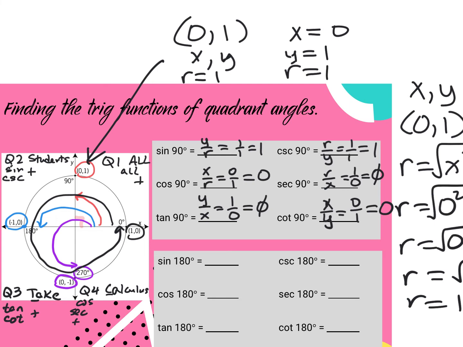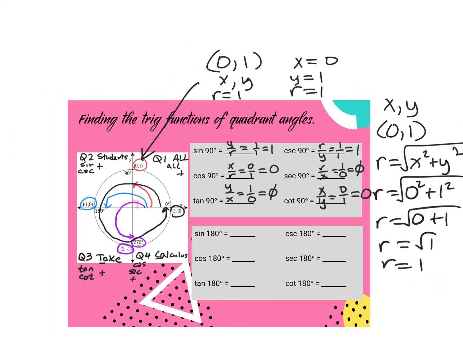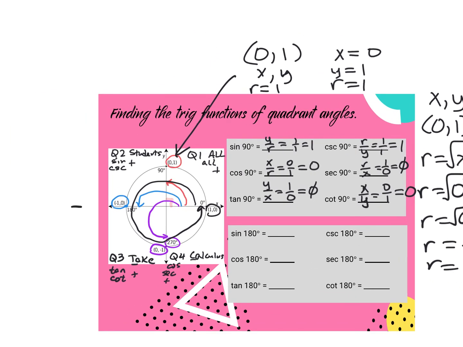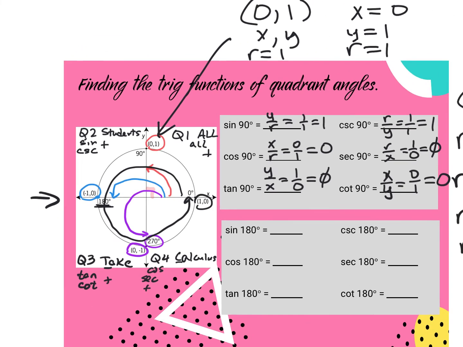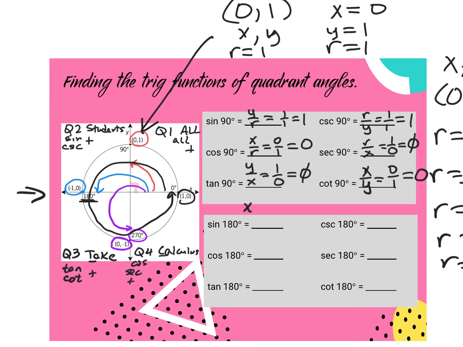Now we'll do the 180. We're still using the same R value, but the ordered pair I'm using for 180 is over here. Because remember, on your quadrant angles, the 180 is located right here. So for this one, my X value I'm using is -1, because I'm using the ordered pair -1, 0. My Y is 0, and R is 1. So let's plug it in.